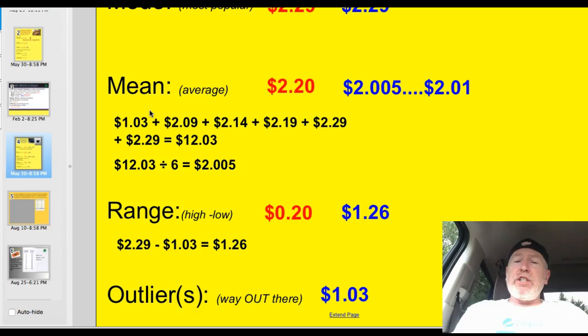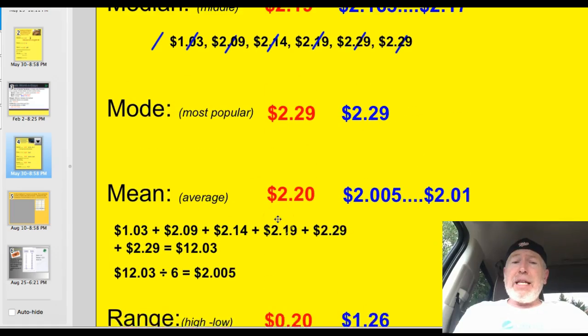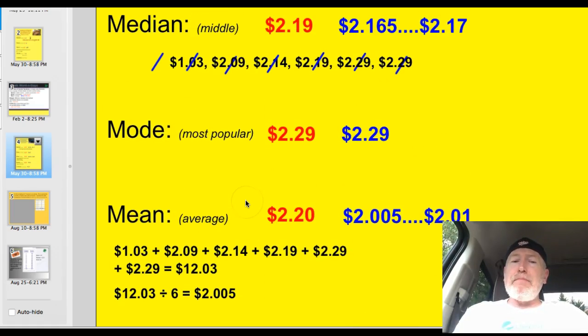All right, the range, of course, changed too. The range was 20 cents before, and now it's $1.26. And again, that's because we added this additional value. Now, when you add an additional value, it doesn't always have to be an outlier. If it's not, it probably won't change that much. But if you add in an outlier or take away one, you're going to get a bigger change in the mean, median, and mode, especially in the mean.